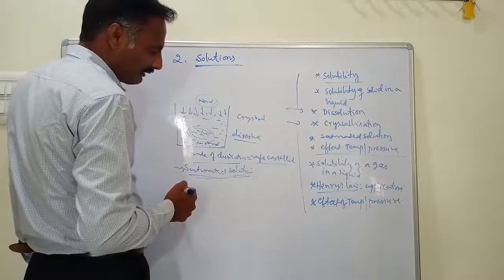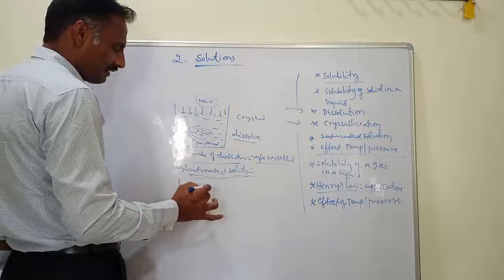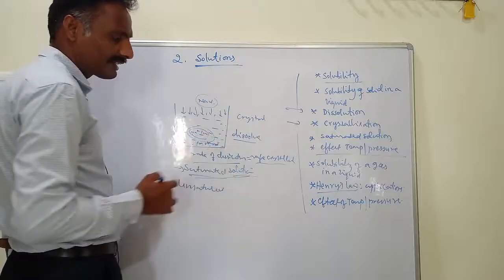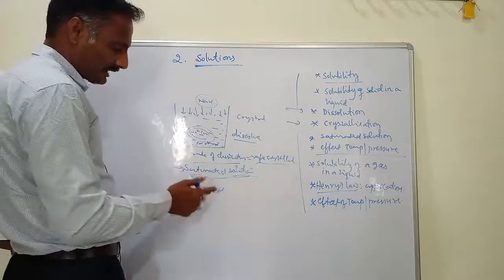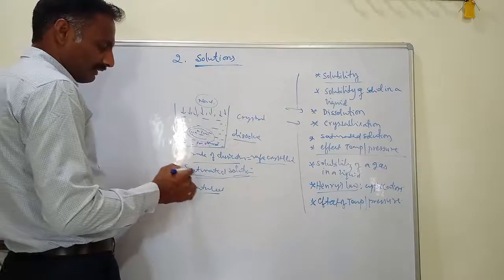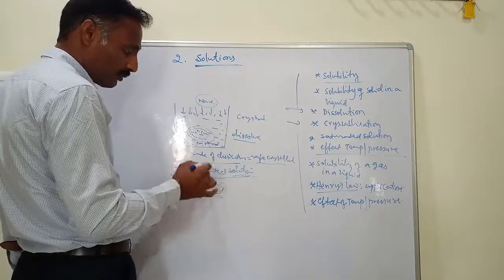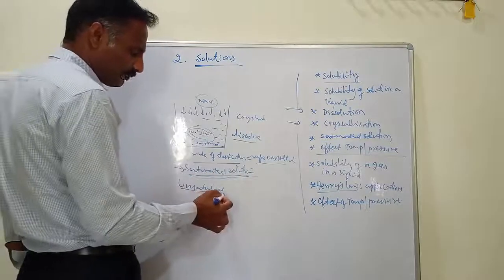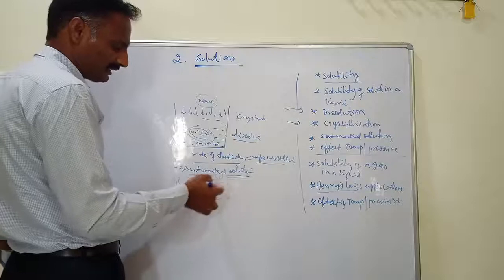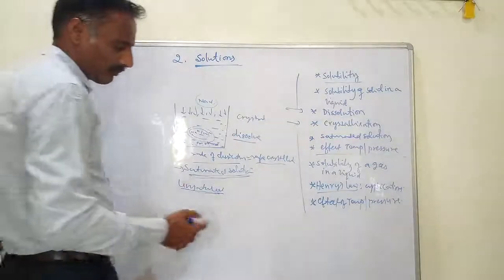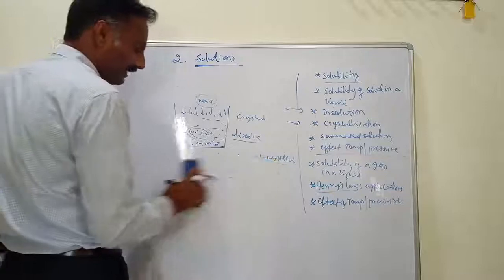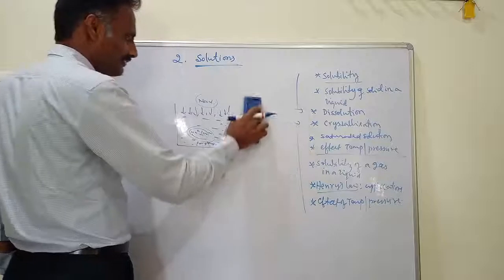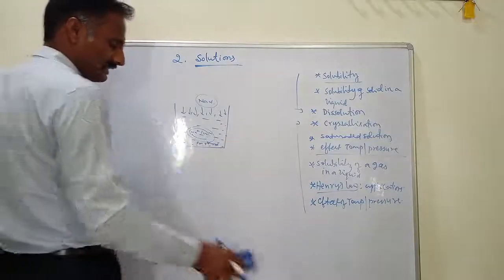Then what about an unsaturated solution? An unsaturated solution is one in which more solute can be dissolved at a particular temperature. A solution in which no more solute can be dissolved is a saturated solution, and a solution in which more solute can be dissolved is an unsaturated solution. In an unsaturated solution, if you add more solute, it can be dissolved at that temperature. That is the difference between saturated and unsaturated solutions.